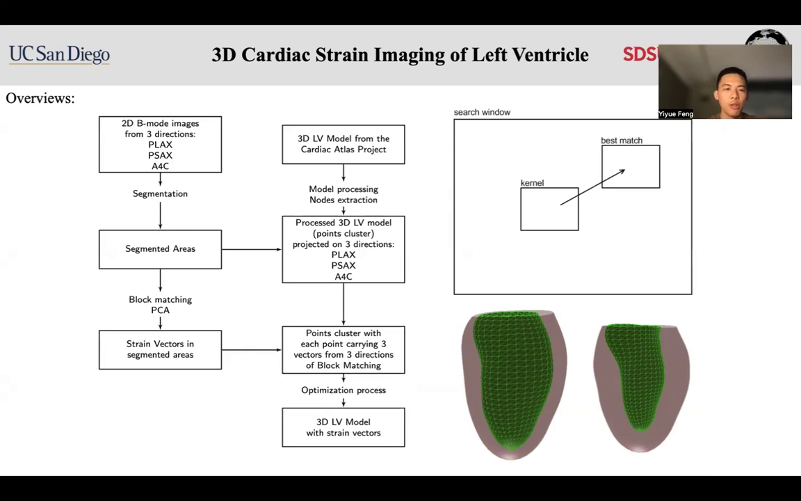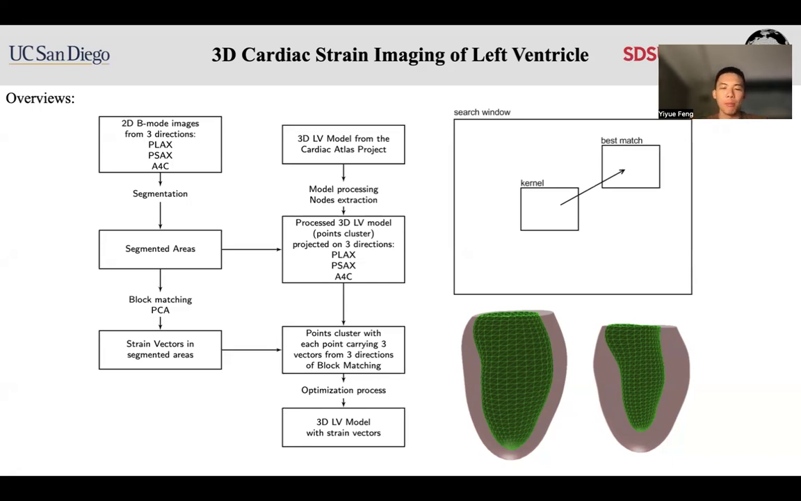And as you can see in the flowchart, we first obtain 2D images from 3 different views of the heart, which you can just regard as X, Y and Z. Of course, they're all perpendicular to each other. And then a segmentation algorithm is applied here, and we get the segmented area of the left ventricle. And then finally, we derive the 2D displacement vectors in segmented areas using the block matching algorithm. Block matching is an algorithm that compares the brightness similarity of two blocks. And through this way, we're able to establish a strain vector mapping.